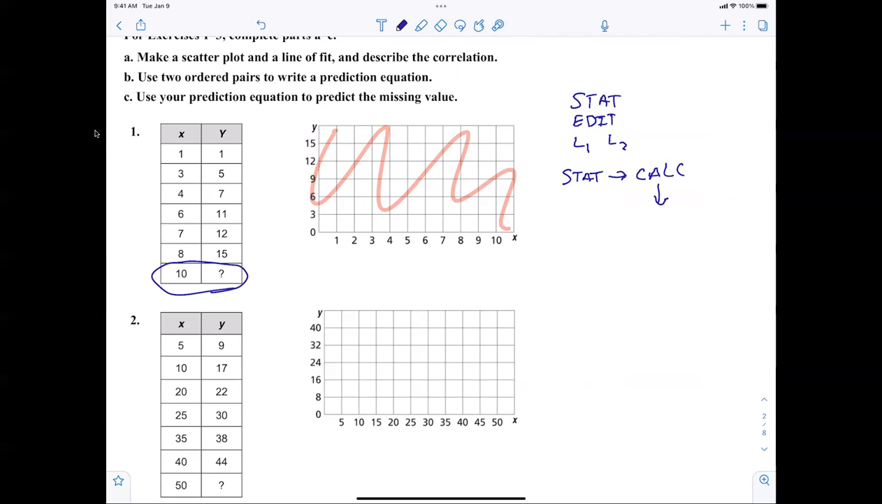Now, if it were me, I would have put y equals mx plus b, right? But for some reason they put ax plus b. Don't be confused by that. So it comes out the equation would be y equals what? Say it.